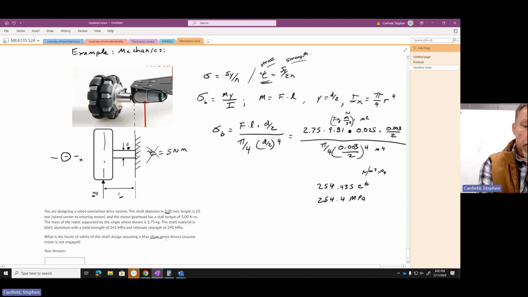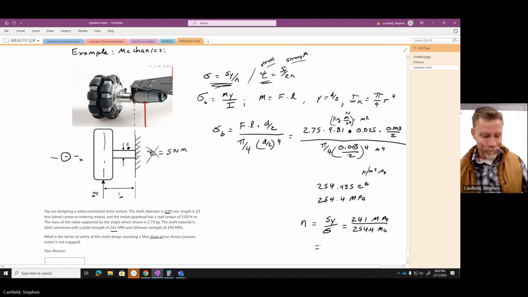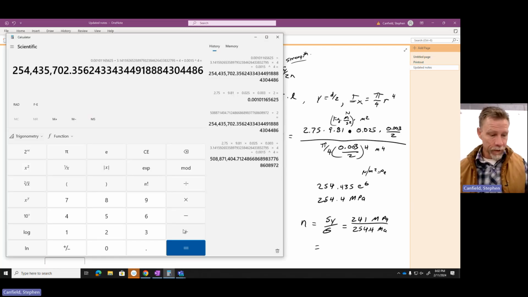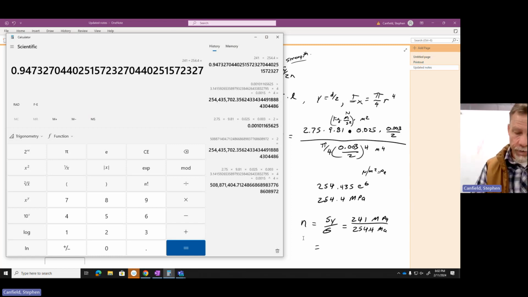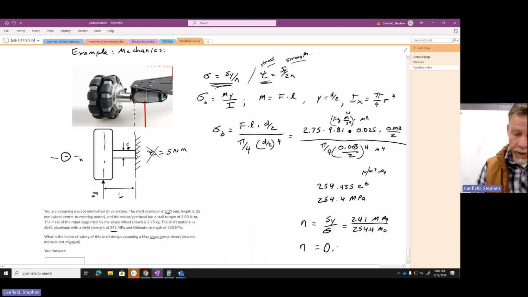Okay, now I'm going to plug it into my max shear stress theory. I need to calculate the factor of safety. So my N is going to be my yield strength over sigma. My yield strength was given as 241 megapascals over 254 megapascals. Now, are you seeing something here? I'm going to guess a factor of safety less than 1. Not a good start here. Makes me think I should double check my equations. That would give me a safety factor of 0.941. That's not good. That's designed to fail. That means in this condition, my shaft would yield, not break, but it would plastically deform. It would bend. So this is bad.